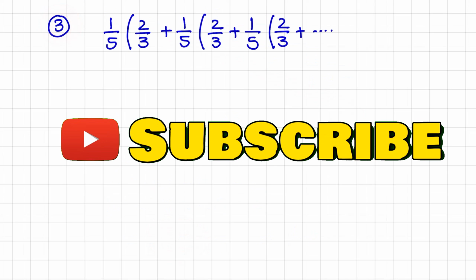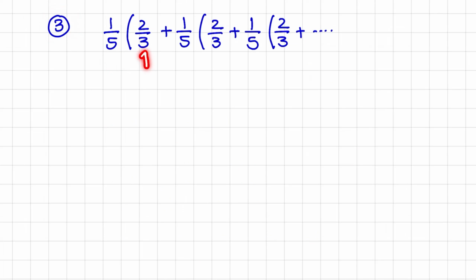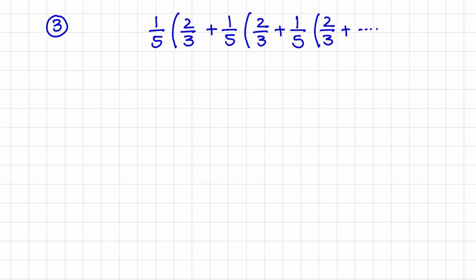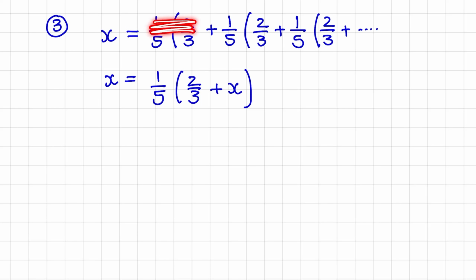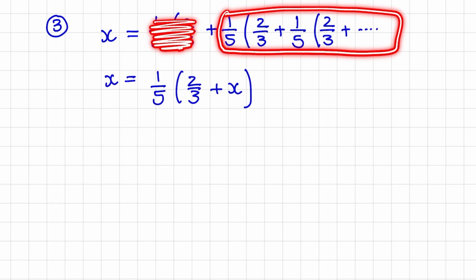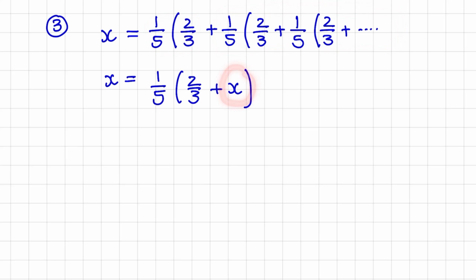In our third example, we have 1 over 5 times 2 over 3 plus 1 over 5 times 2 over 3 plus 1 over 5 times 2 over 3, and that system continues indefinitely. So again, let us set that whole system equal to x. Therefore, x would be equal to 1 over 5 times 2 over 3 plus x. So when I ignore the first system, I see that the remainder is still equal to x. And that is why I can rewrite it as 1 over 5 times 2 over 3 plus x.